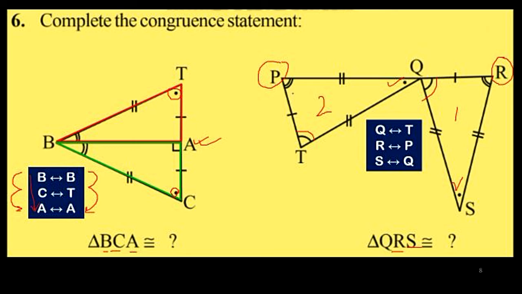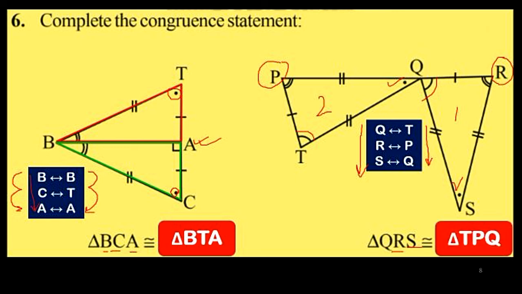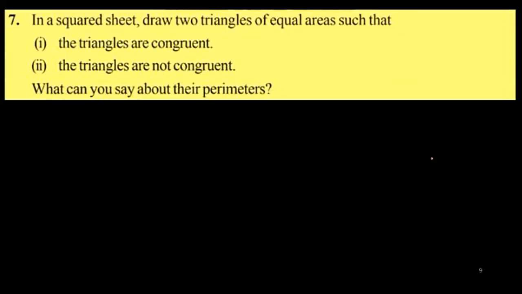Next, we are just left with the answer part. BCA, I said the sequence will be the same, BTA, right? Here QRS, again we are following the same sequence, QRS. So I will be having the name as what? Yes, I know that you have got the answer, TPQ. Next question, question number 7. In a square sheet, draw two triangles of equal area such that first, the triangles are congruent. Let me make two triangles with equal areas and they should be congruent.